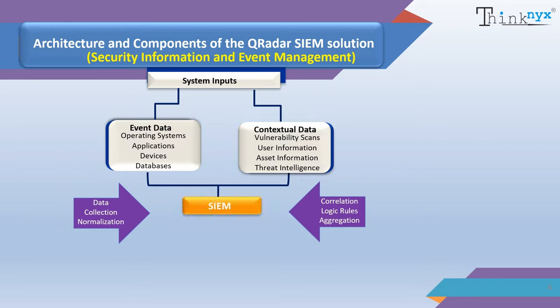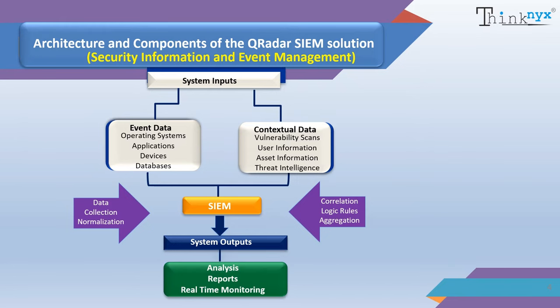SIEM then processes this data by running it against pre-built rules. The data during this processing phase is then normalized, correlated with other piece of information, to create context for data and aggregate it for detecting advanced persistent threats. The last stage of SIEM workflow includes getting output from SIEM tool in form of reports, analysis, and real-time monitoring of logs from all log sources.